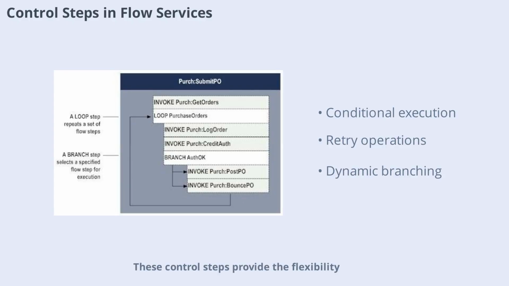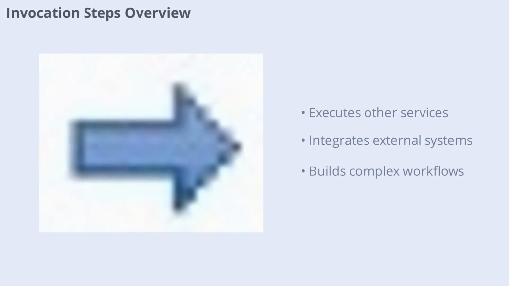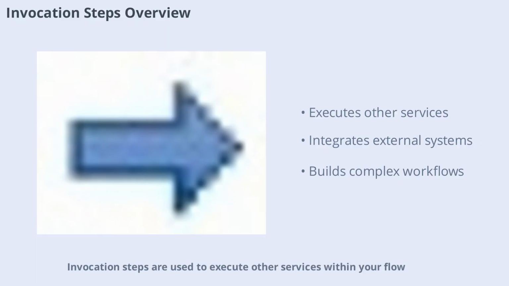These control steps provide the flexibility needed to handle complex business scenarios, ensuring that your flow service responds dynamically to varying conditions. Invocation steps are used to execute other services within your flow. The invoke step is the primary mechanism for calling services, whether they're custom-built, built-in, or provided by adapters.